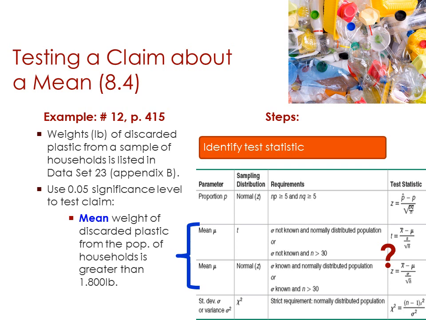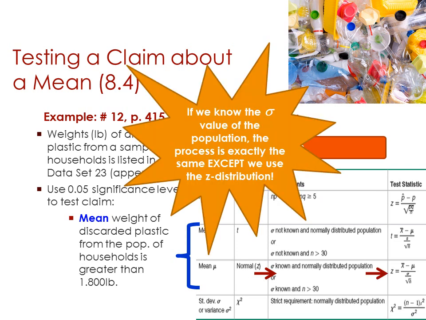We are told that we either do have a normally distributed population, or in our case, our n is greater than 30, 62. So that means that we're going to be using the t distribution, and there, in fact, is our t formula, okay?